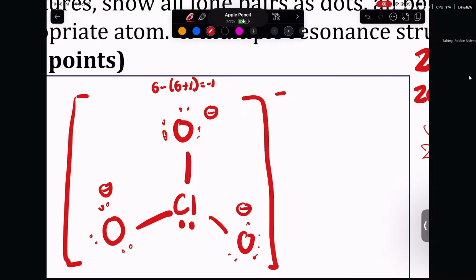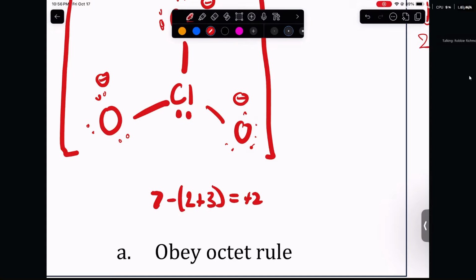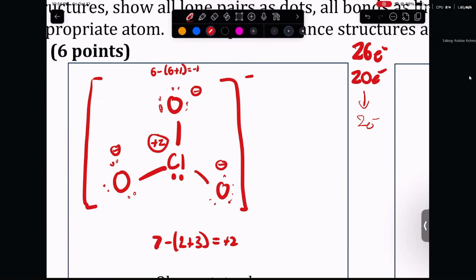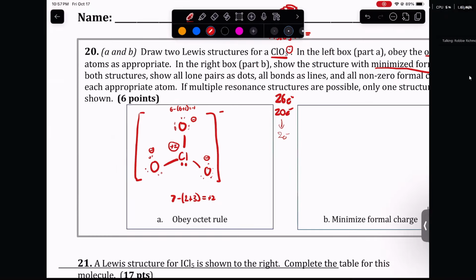Now, for this chlorine, we have 7 valence electrons in chlorine. I see 2 dots plus 3 lines. So that's going to be a +2 formal charge. Circle that guy. And this makes sense because we have -3 if we add up all those -1 formal charges from the oxygens. And then since we have a +2 from the chlorine in the middle, that negates 2 negative charges for a net charge of -1, which is consistent. Alrighty, this is not minimized at all.